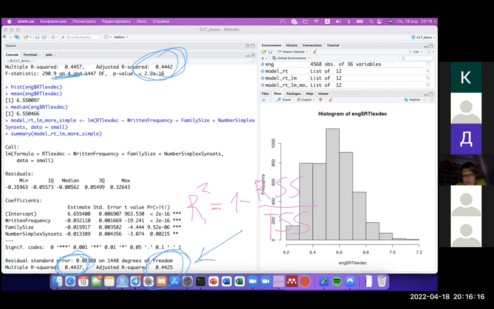This one is a simpler model. Yes, simple. And R squared here is less. Just that R squared is still less. Yeah, sorry, that's my mistake. But it is expected, right?